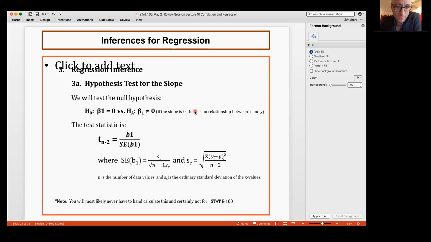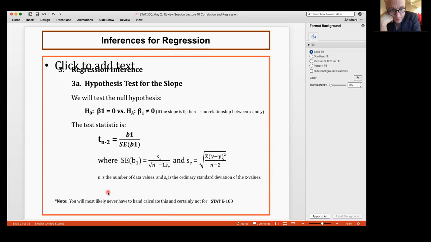And when we talk about the slope, the test statistic is our estimated slope divided by the standard error of that slope. And the standard error of the slope is just the standard deviation divided by, basically, the square root of the sum of squared residuals, you could say.